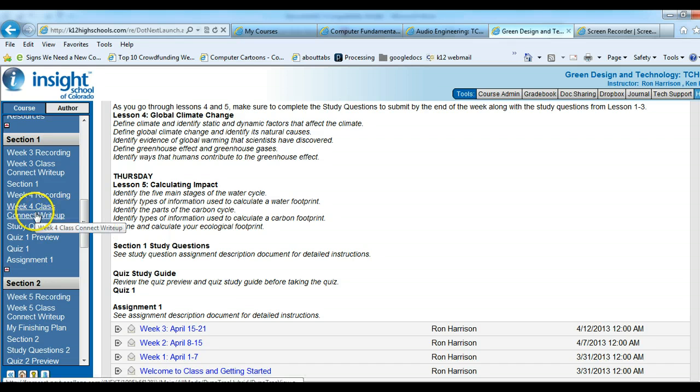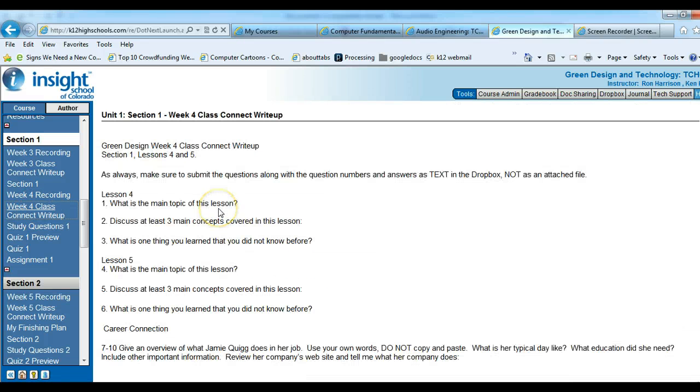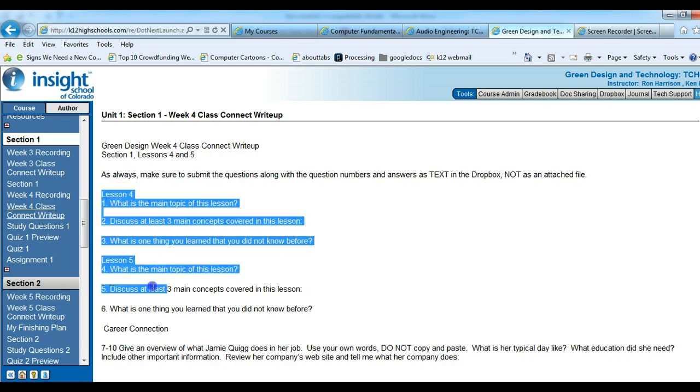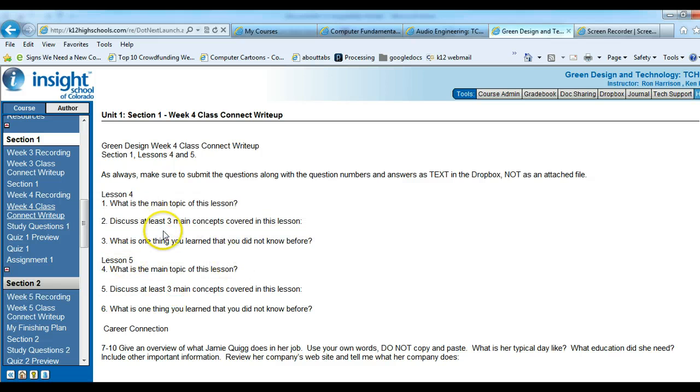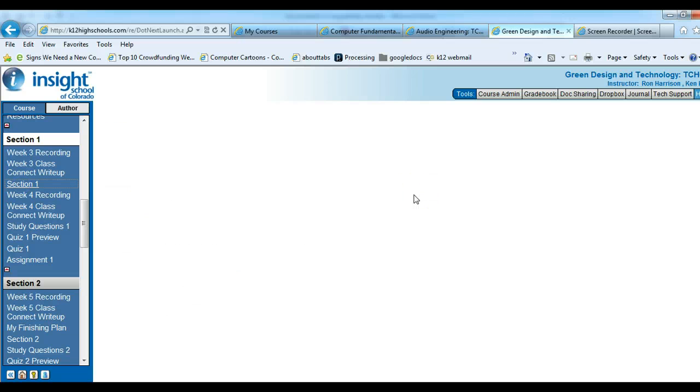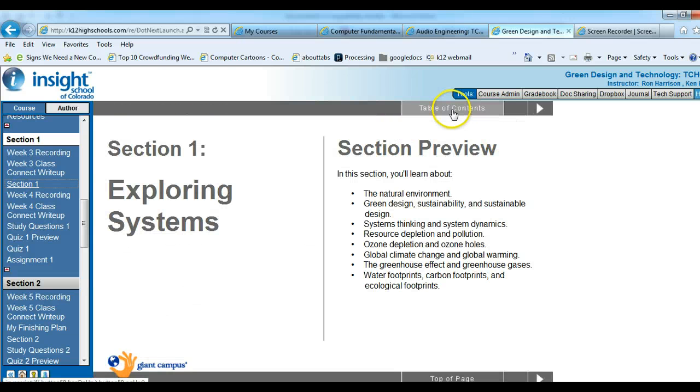So let's go ahead and look at the Class Connect write-up for week 4. So some general questions: on lesson 4, what is the main topic of lesson 4? What are 3 main concepts covered in the lesson, and what was one thing you learned in the lesson that you didn't know before? That's going to be for lessons 4 and 5. You're going to answer those same questions. So let's go right into the lesson presentation.